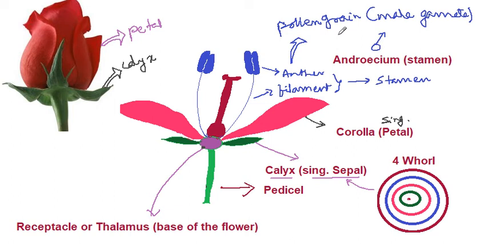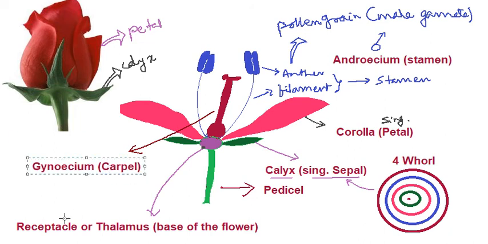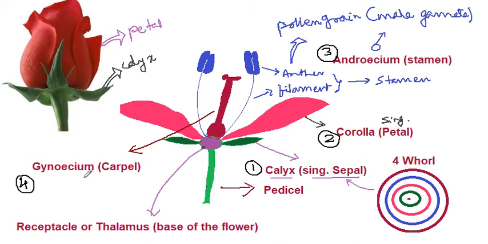Now if we look at the innermost whorl, the innermost whorl is the gynoecium. The individual unit of gynoecium is known as the carpel. So what we had was the calyx in the outermost whorl, then the corolla, the androecium, and then the gynoecium. This is the innermost whorl, and this is the female reproductive part of the plant.